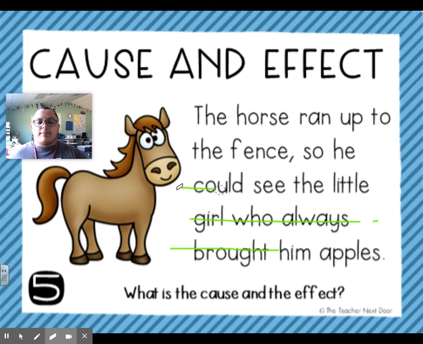All right. This one says, the horse ran up to the fence so he could see the little girl who always brought him apples. So what was the cause? What is the cause in this task card? Why something happens. So why did the horse run up to the fence? The horse ran up to the fence because he wanted to see the little girl that always brings him apples. Then I could ask you, what is the effect of the little girl who always brings him apples showing up? He ran up to the fence.